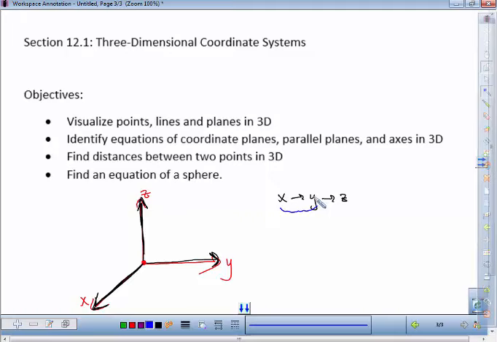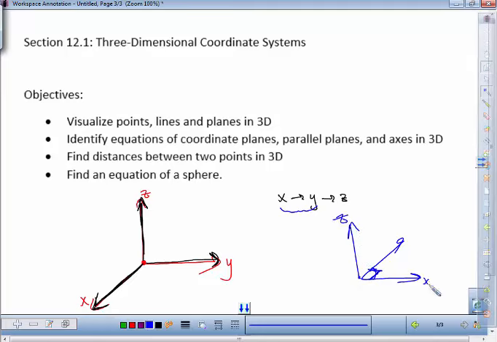Okay? So, any questions about that? Sometimes, if you look at it from another point of view, we might have this looking like this, and this should actually be 90 degrees.